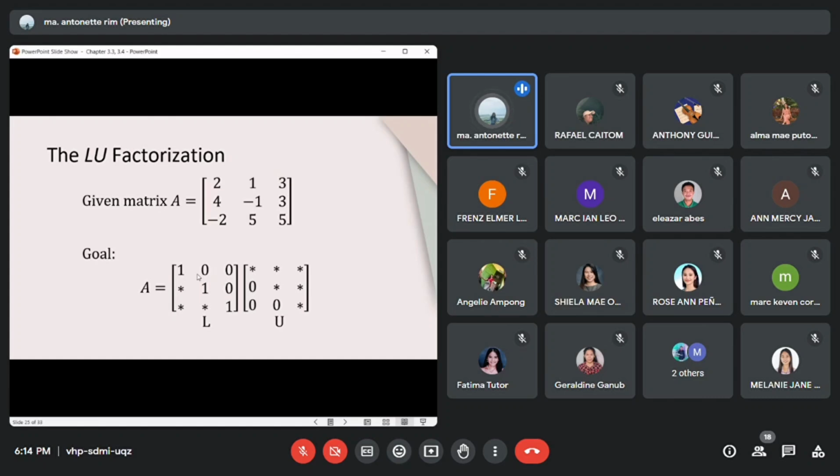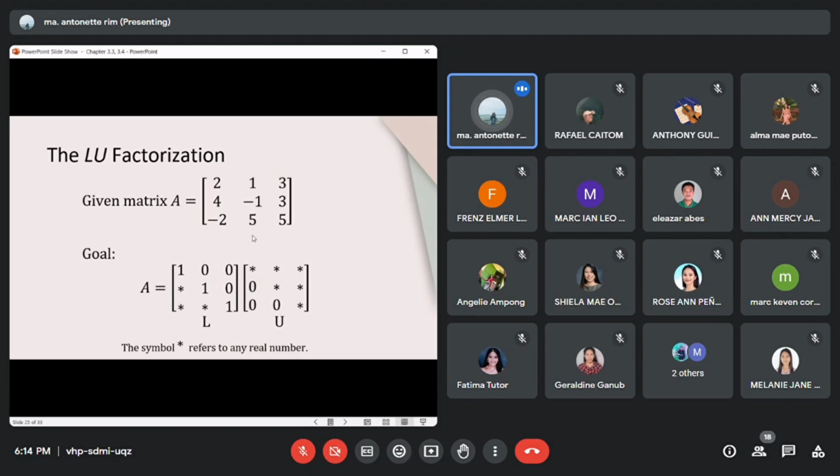So L takes this form, and the asterisks here are any real numbers. And the form of U should be like this. This is the upper triangular matrix, so it is composed of any real numbers, and the lower triangular part should be all 0.